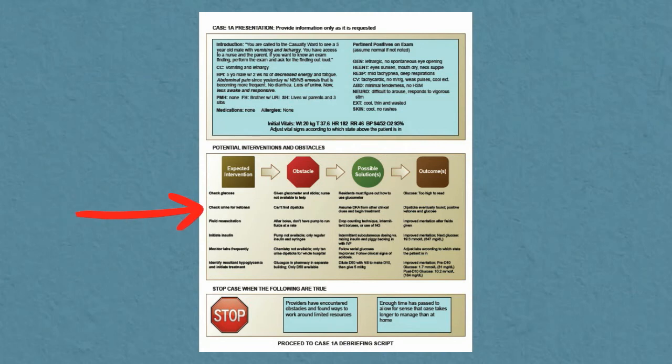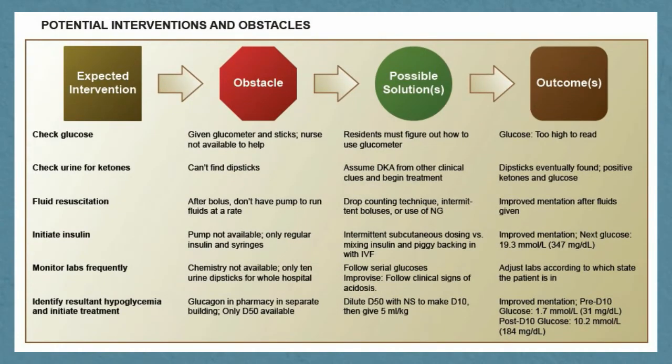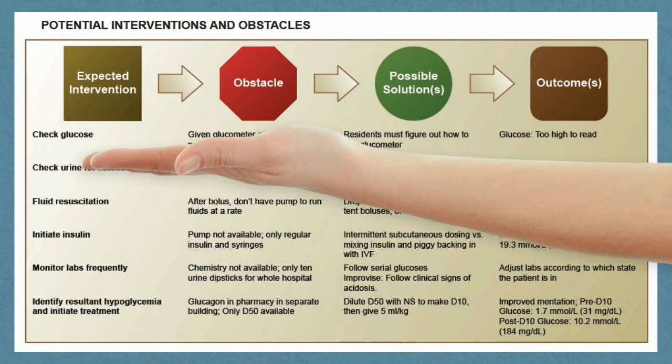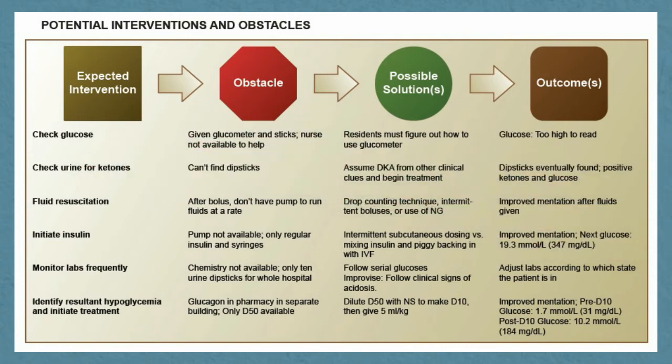This section provides the paradigm, which is the key to the success of SUGAR, particularly the expected intervention, obstacle, possible solution, and outcome. Your job as a facilitator will be to implement obstacles that mimic being in a resource-limited setting. This table provides examples for your specific case.